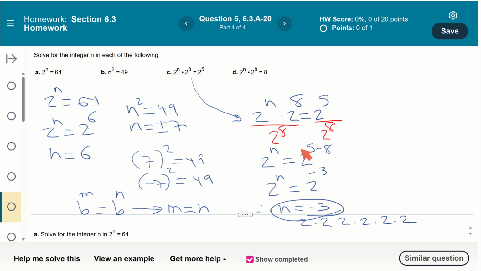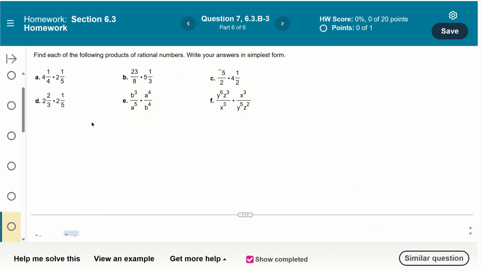So given what I just did, you should be able to do part D, so I'm going to leave that one for you. All right, so most of these you should be able to handle. I just want to give you a hint on a couple, maybe show you a couple.